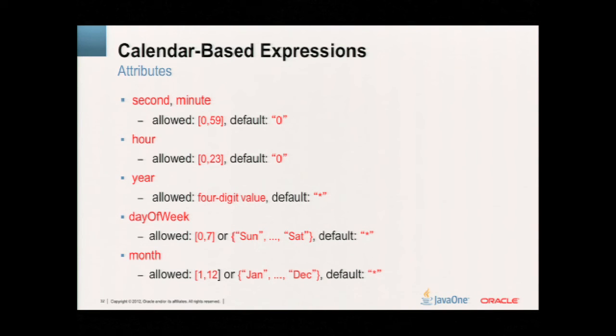Day of the week, 0 and 7 both denote Sunday. Or you can use standard English 3-letter abbreviations. And month is, obvious choices.